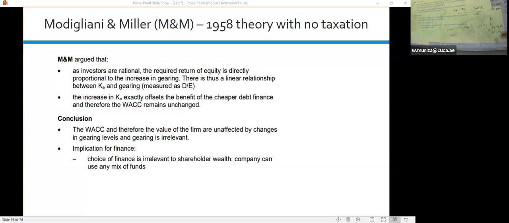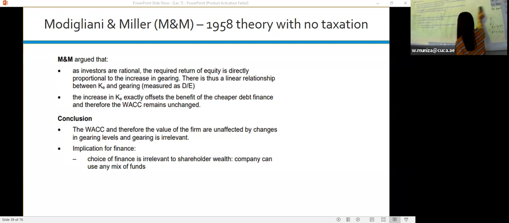The increase in cost of equity offsets the benefit of the cheaper debt finance, and therefore the WACC remains unchanged. So this is the assumption which has been taken by MM with no taxation. What is the conclusion then? The WACC and therefore the value of the firm are unaffected by changes in the gearing levels, and gearing is irrelevant. Whatever levels of gearing you want to introduce, you can, because WACC is going to remain unchanged. So what is the implication for finance? Choice of finance is irrelevant to shareholders. The company can use any mix of funds. If they do want to increase gearing, they can. If they do want to have more equity, even then they can.